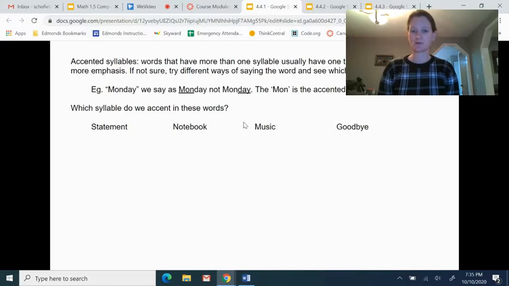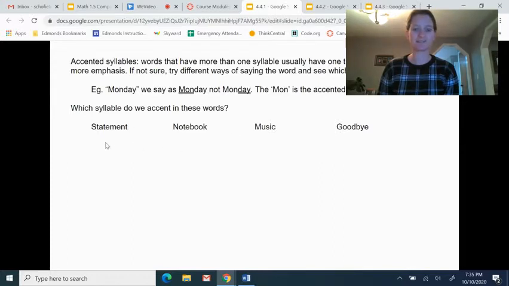So when we're talking about accented syllables this week, what I mean is, when you say a word, what is the part of the word that we put the most emphasis on, or we say a little bit more strongly? So if you listen to these four words, let's listen for the syllable that has the accent, or the bit that we say a little bit stronger.